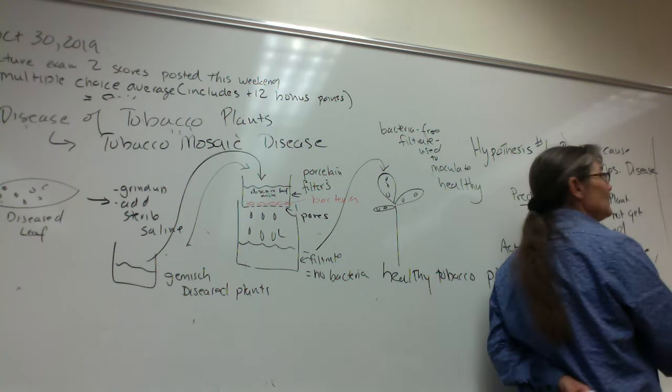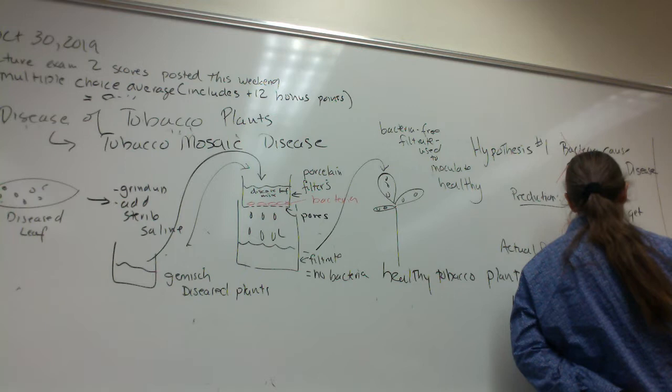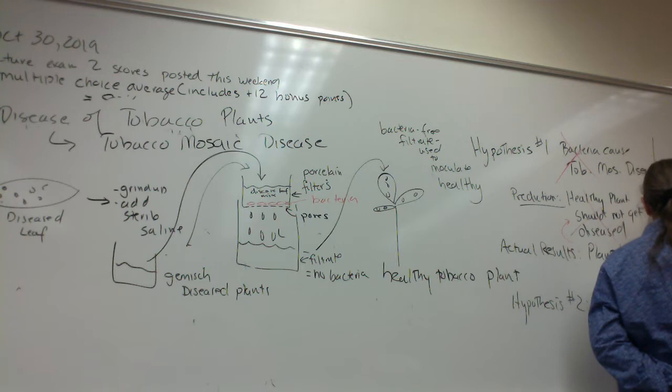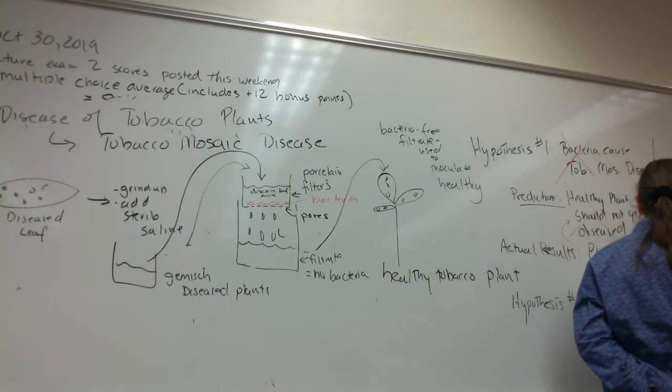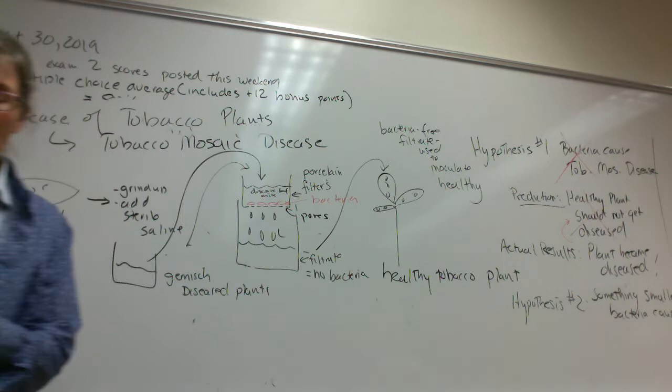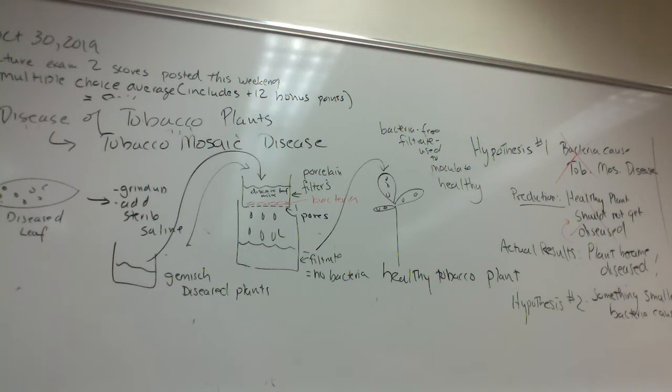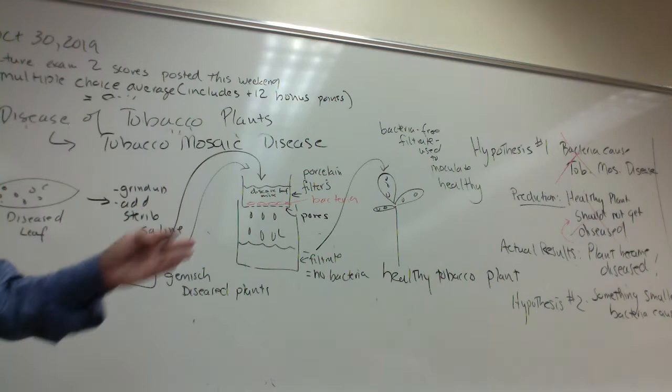Something smaller than bacteria. Remember, what is it? We don't know. Something smaller than bacteria causes tobacco mosaic disease. Does that make sense, folks? Okay. So Ivanowski was the first person to prove that there was a microbial pathogen smaller than bacteria that at least could cause plant disease. That was a big step.